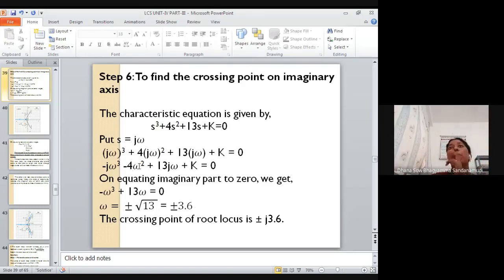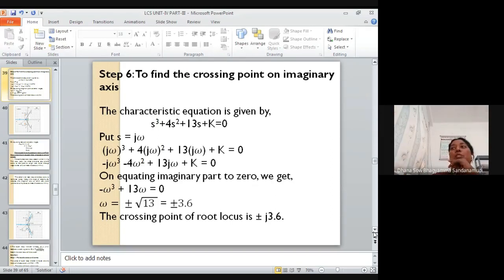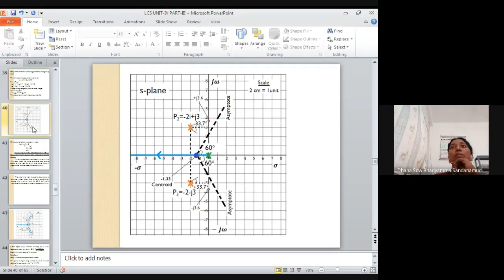Now equate the real parts to 0. Real part is what? Minus omega square plus k equal to 0.